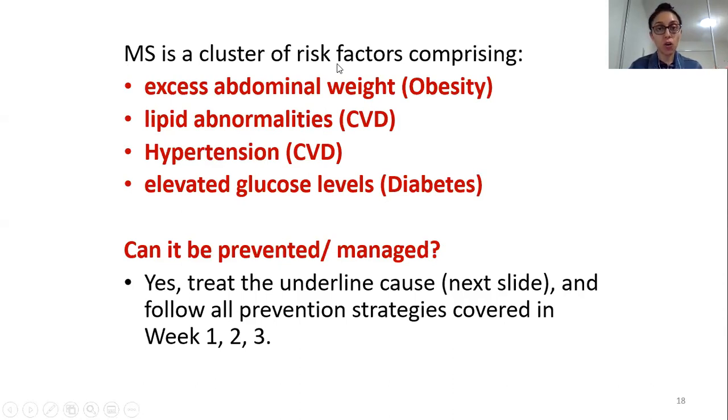Metabolic syndrome is a cluster of risk factors. Basically, it is like a bunch of diseases happening together. If I had to say it in layman terms, which makes it easier to understand: excessive abdominal weight, meaning the individual is obese; the individual has some sort of cardiovascular disease, specifically lipid abnormalities; the individual also has hypertension; and the individual also has diabetes, meaning elevated blood glucose levels. If you see, this is a cluster of diseases.